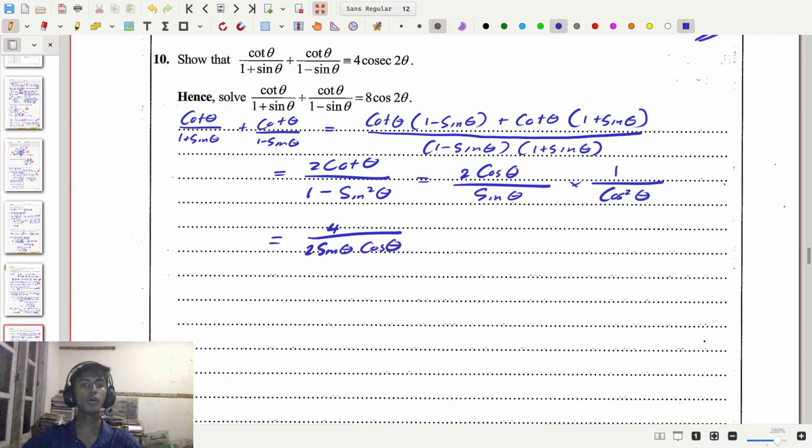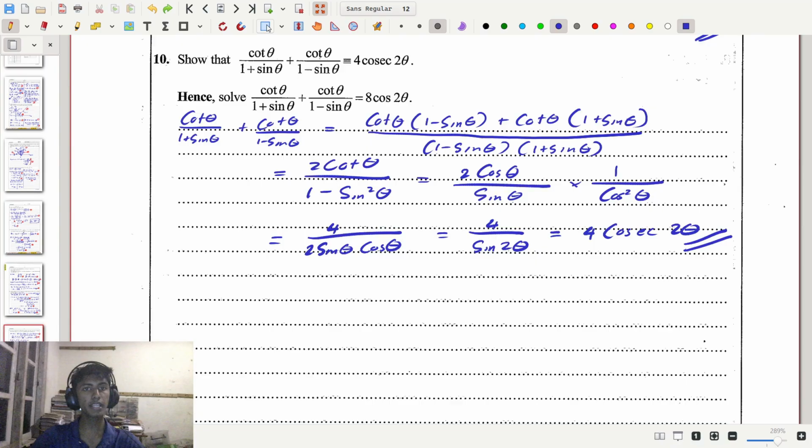As we know, 2 sine theta cosine theta is equal to sine of 2 theta. This can be found from the identities that we found in previous lessons. So this is equal to 4 divided by sine of 2 theta. Now 1 over sine of an angle is the cosecant of that angle, and therefore this is equal to 4 times the cosecant of the same angle, which is 2 theta. We can see we have proven that cot theta divided by 1 plus sine theta plus cot theta divided by 1 minus sine theta is equivalent to 4 cosec 2 theta.